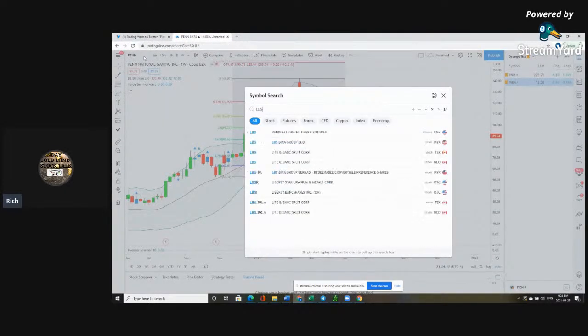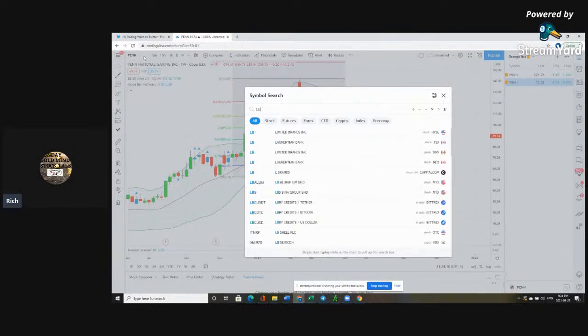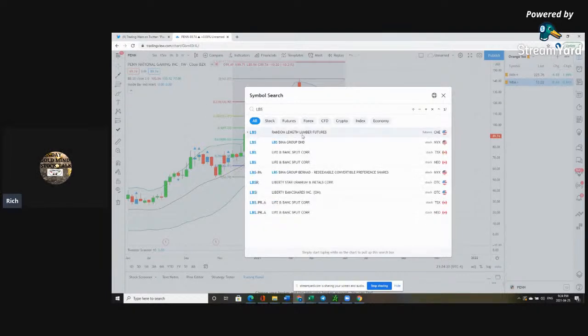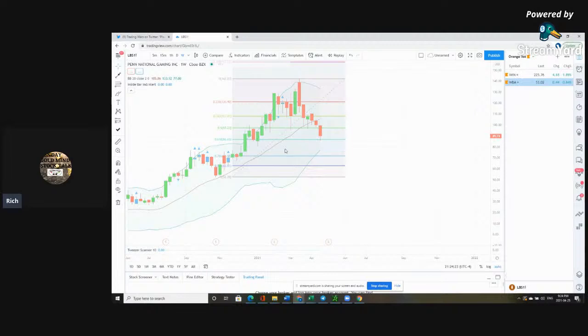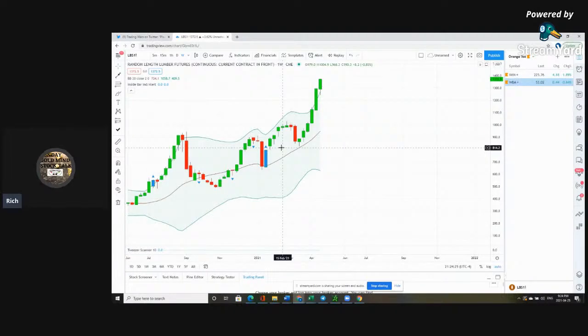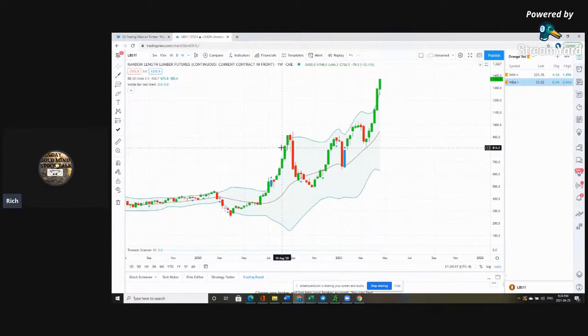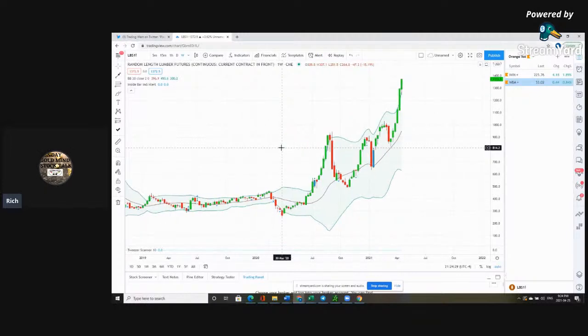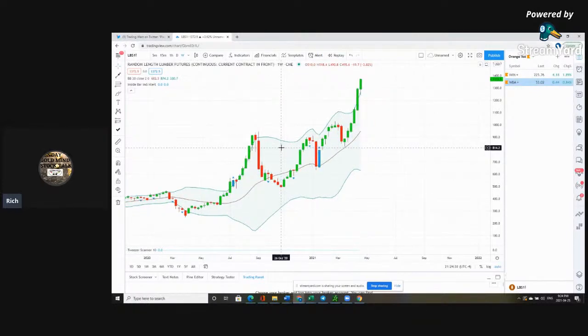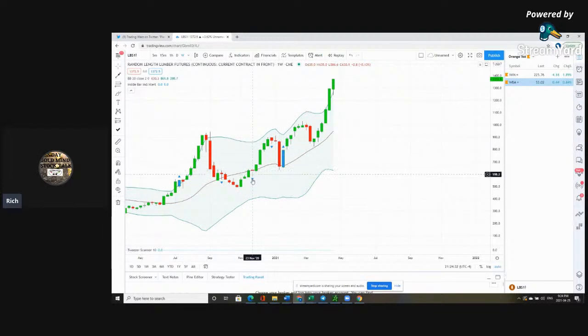LBS, what is this? LBS underscore F. Never seen this before. Random length lumber futures. Wow. I don't know what this is, but definitely looks amazing. Look at this inside bar down here. Look at this one down here. This one, right? Look at this.